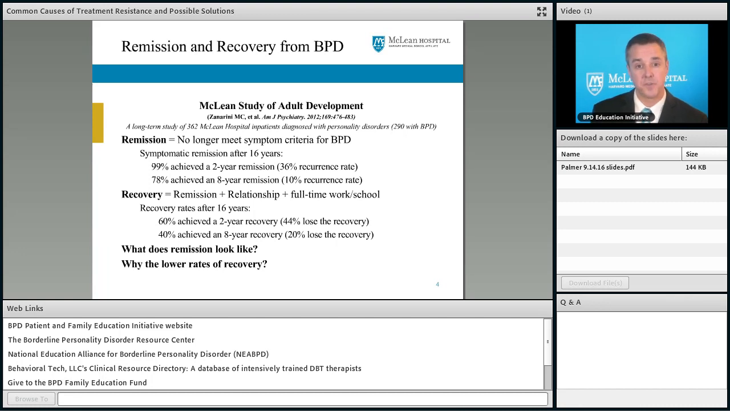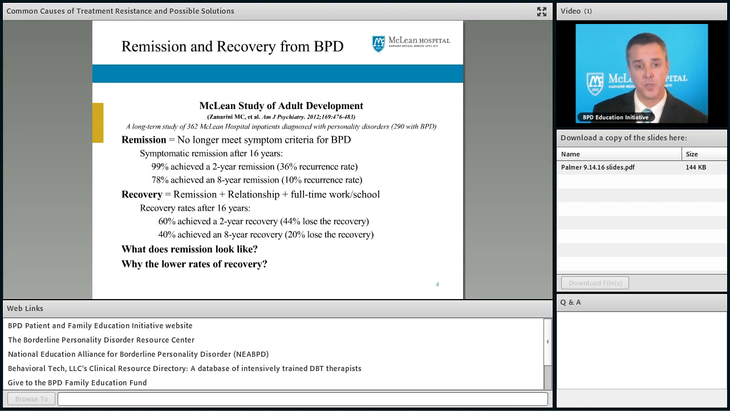So do the symptoms of BPD last forever? Are they really part of your personality? Do they just go on forever? Because that's a common perception, and many clinicians still believe that. The reality is, after 16 years of following these people, they found that 99% of them would have at least a 2-year period of time where they no longer met criteria for borderline personality disorder.